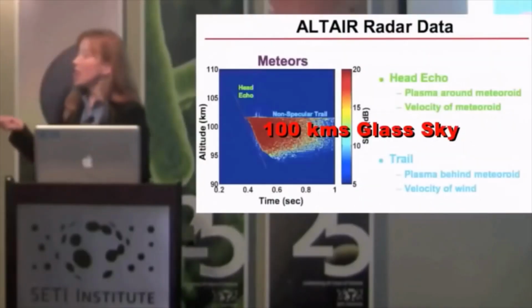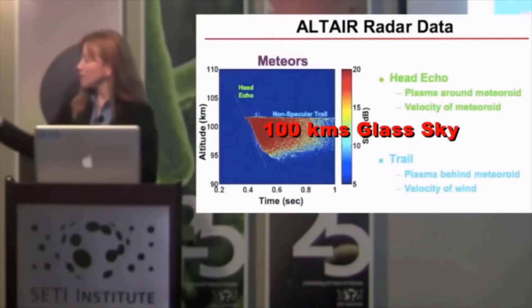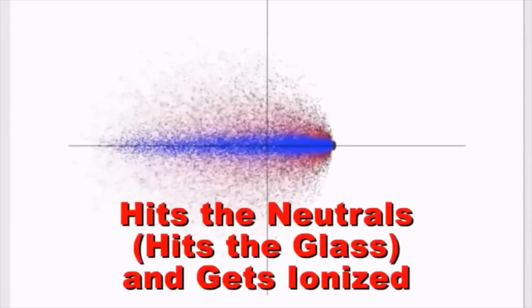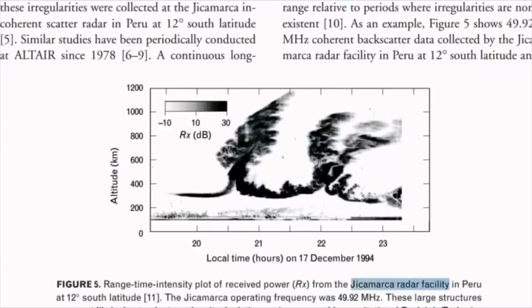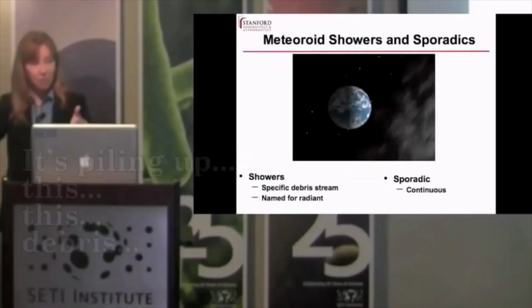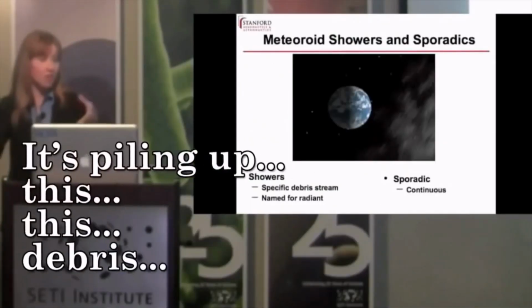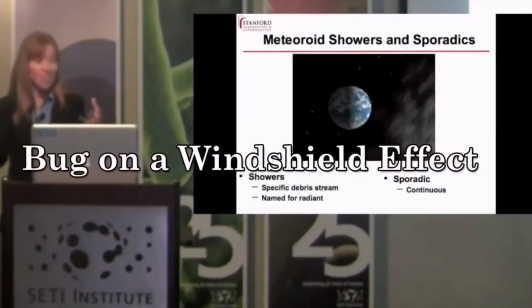Scientists say that sporadic meteoroids are bouncing off the atmosphere, the sporadic E layer of the ionosphere, the neutral density layer of the ionosphere, like bugs hitting a windshield at 100 kilometers. Coincidence? It's plowing up this debris. Yeah. It's like a bug on a windshield effect.